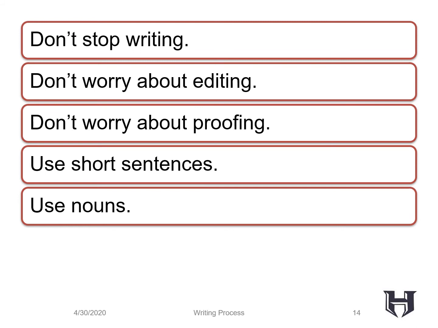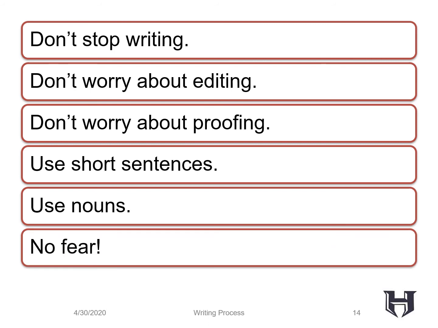Use short sentences. Somebody does something. Somebody is something. We'll put them together into longer sentences later. Use nouns. So many times when you write, you use pronouns. He did this, she did this, they did this. I have no idea who you're talking about, neither does your reader. Use only nouns. And write without any fear. This is your first draft. This is not what you're going to turn in. This is only your first draft.